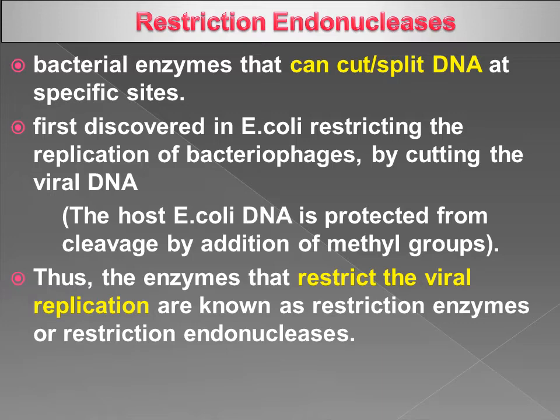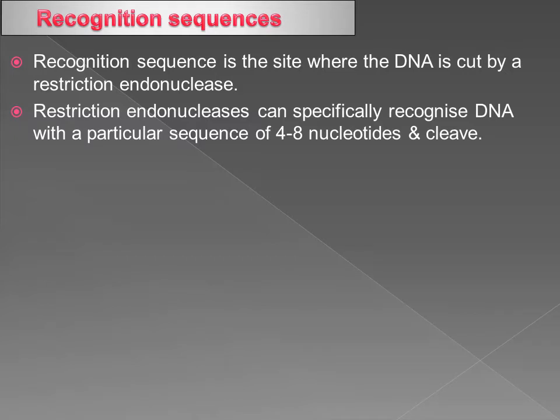Further, there are different types of restriction endonucleases we can use in recombinant DNA technology. Before moving to the types and features of the different restriction endonucleases, we first must know what a recognition sequence is, that is, from where the DNA fragment will be cut. The recognition sequence is the site where the DNA is cut by a restriction endonuclease. These enzymes can specifically recognize DNA with a particular sequence of 4 to 8 nucleotides and cleave.